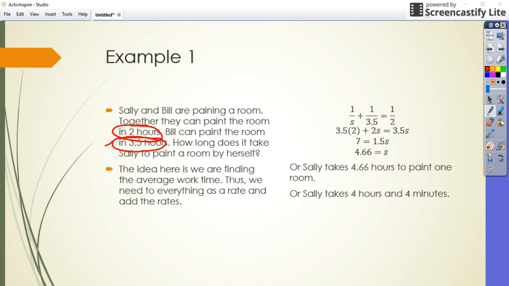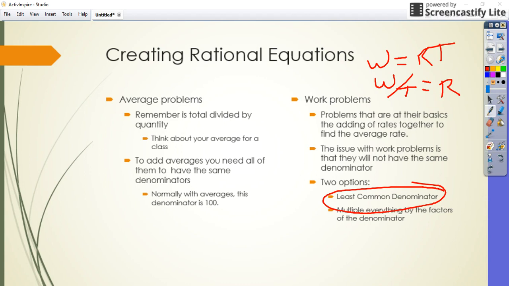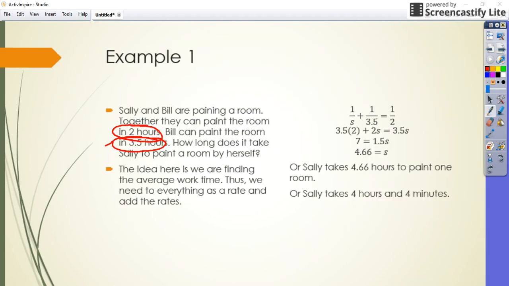Now, some people's temptation is to say, well, it took her 1.5 hours, because they want to subtract them. Well, remember, these are fractions though. And remember what I told you here, work over time. So what we have here is 1 over S, 1 over Sally's time, plus 1 over 3.5, that was Bill's time, equals 1 over 2, because that was their time together, one job per unit of time. S, which is Sally's time, is the one we don't know, and it happens to be the denominator. That's why we have to have a common denominator in order to deal with these things.